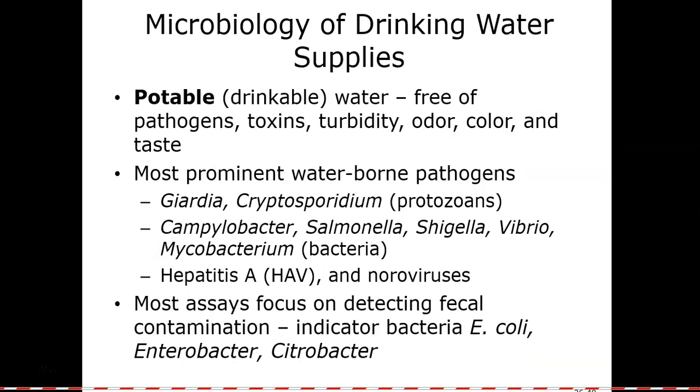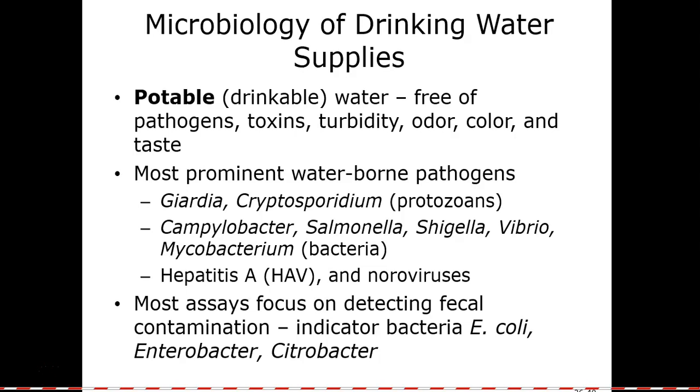So when we talk about aquatic systems, it's also important to talk about drinking water. Potable implies that the water is safe to drink. It's free of pathogens, toxins, odors, colors, and any type of odd taste. However, there are conditions where water is able to be contaminated with pathogens. So we often talk about Giardia and Cryptosporidium, which are protozoans. We talk about Campylobacter, Salmonella, Shigella, Vibrio, and in some cases Mycobacterium, all of which are bacteria that are able to serve as waterborne pathogens.